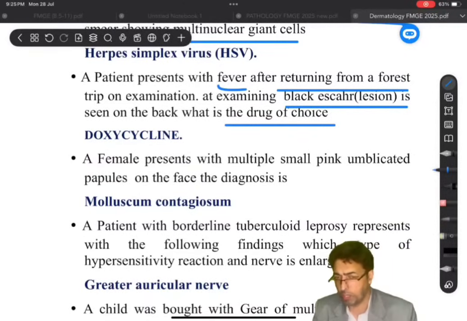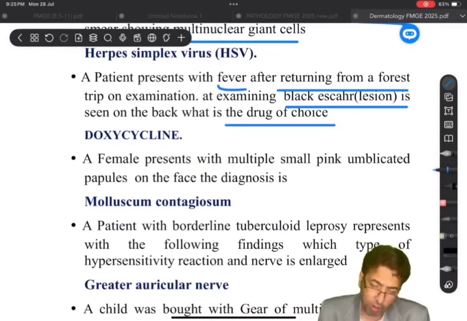Sometimes people go on trips along the forest, and especially outside, they get a tick bite. And after the tick bite, they get a lesion which is in the form of a scar. And then this is basically an infection called Lyme's disease, caused by a tick, Borrelia burgdorferi. And the drugs mentioned as choices were penicillin, erythromycin, vancomycin, and doxycycline. Basically, doxycycline is the drug recommended for this particular disease, Lyme's disease.